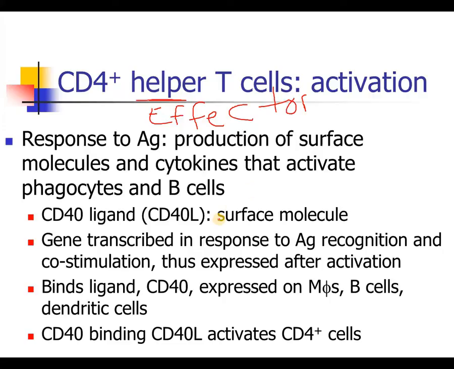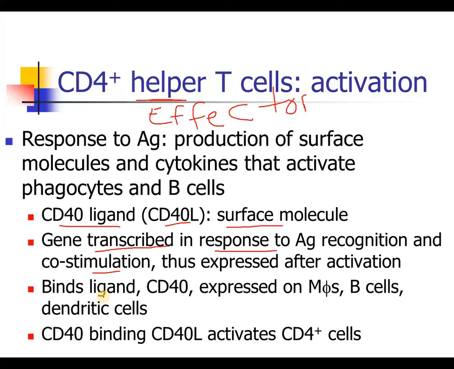And one of the molecules that is very helpful for this is known as CD40 ligand, or CD40L. It's a surface molecule that's found on the T cell. And the CD40 ligand gene is transcribed in response to antigen recognition and co-stimulation, and so it's expressed after activation into an effector helper cell.